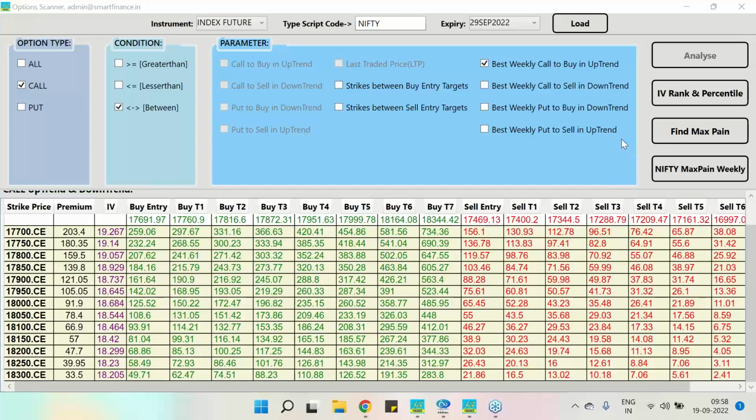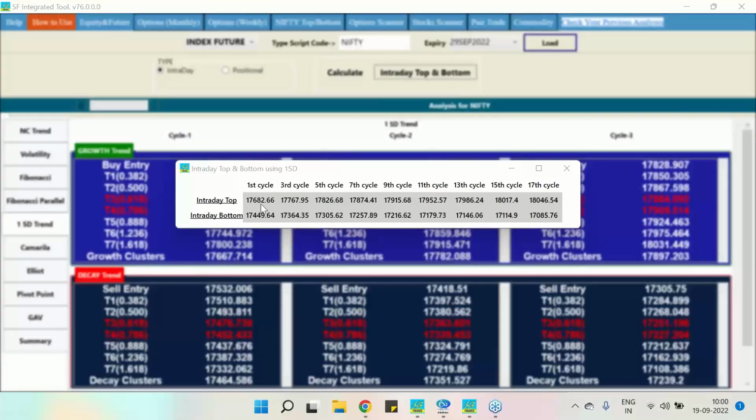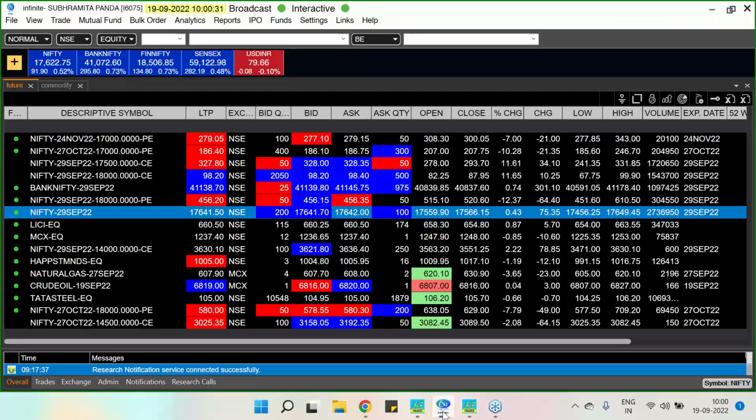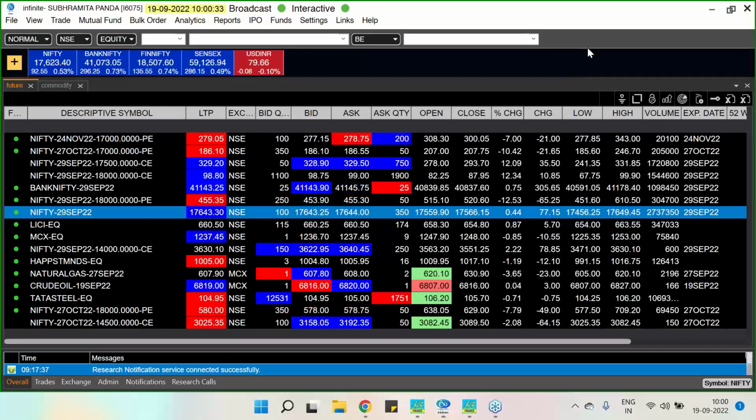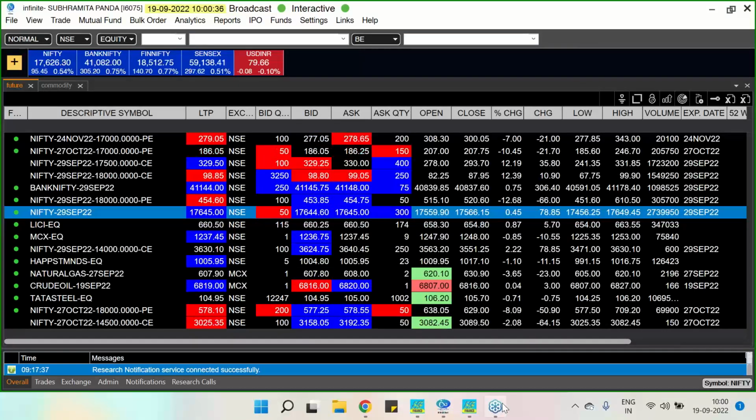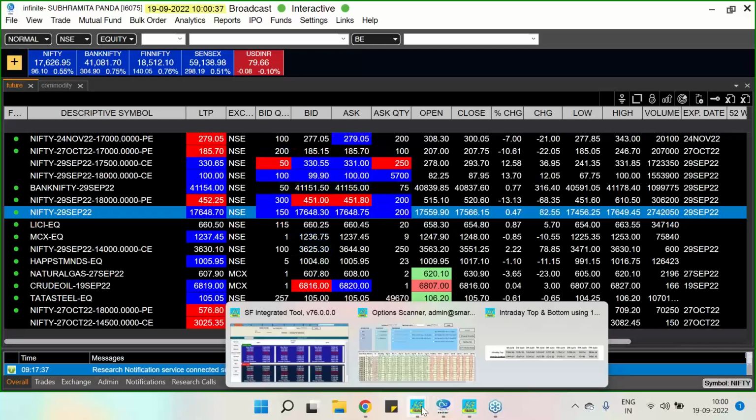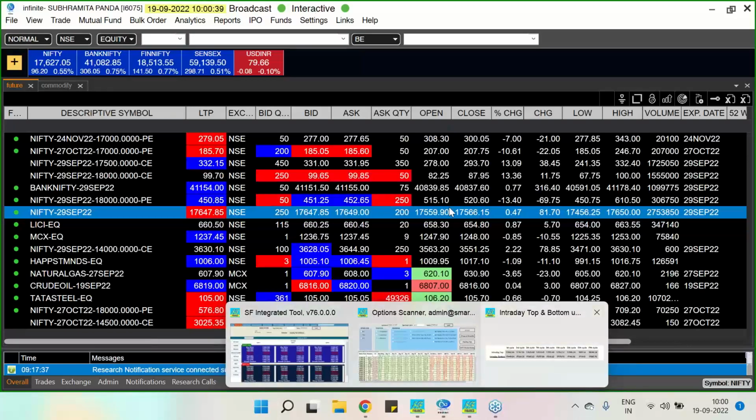Anybody has any query? Today's intraday top was 17,682 and the bottom was 17,449. So this was the top and bottom. Today, if you look into the pricing, it came very near to the bottom, then after it slid, it moved up.